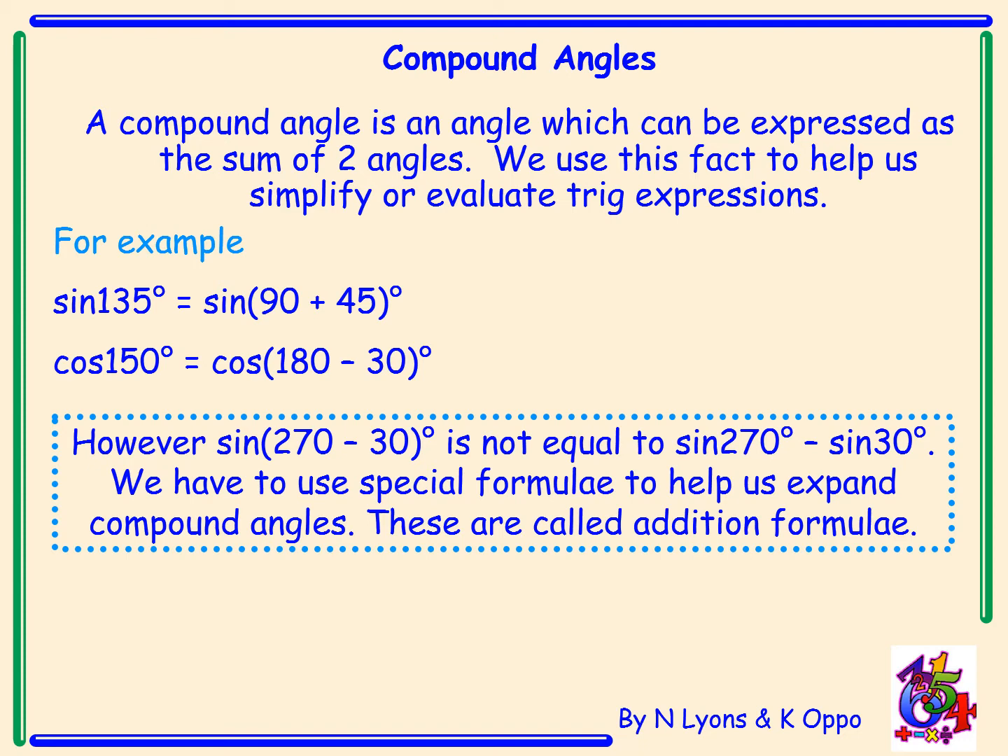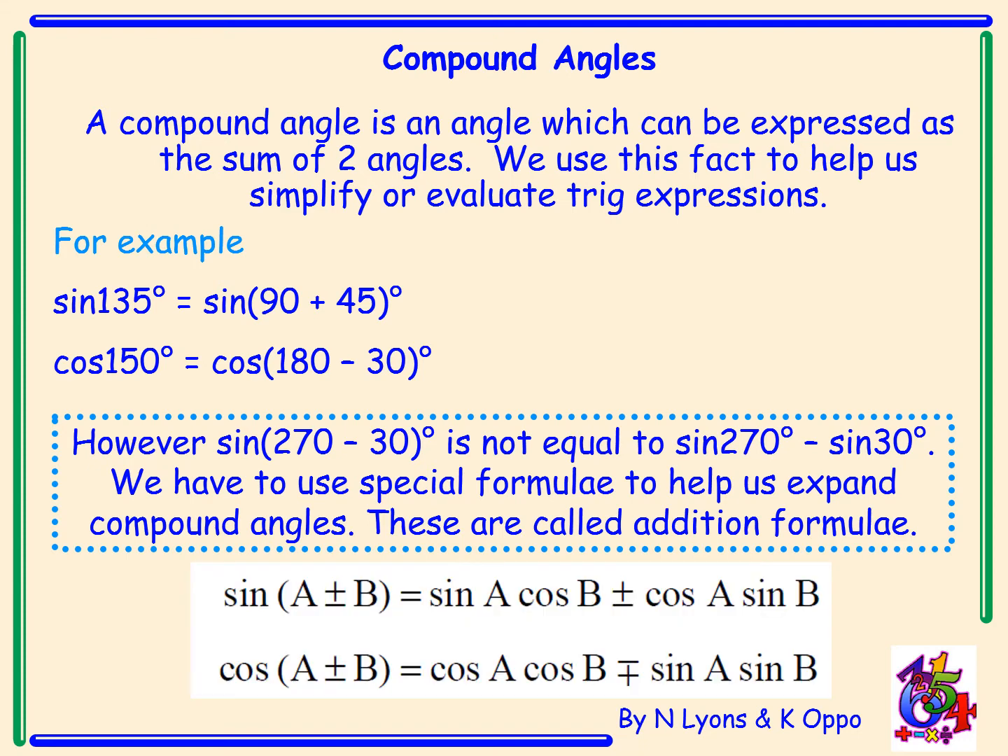We have special formulae to help us expand compound angles. These are called the addition formulae. So sine of A plus B is equal to sine A cos B plus cos A sine B. Sine of A minus B is sine A cos B minus cos A sine B. These will be what we'll focus on in this video.